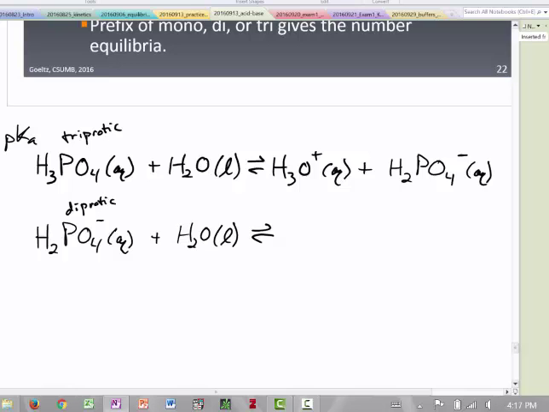And it yields a similar set of products. So you still get hydronium. But now you have to lose another proton and another charge to get these products. Try writing the third equilibrium on your own. So again, here you'll be taking the phosphate product of the second and letting it react with water.